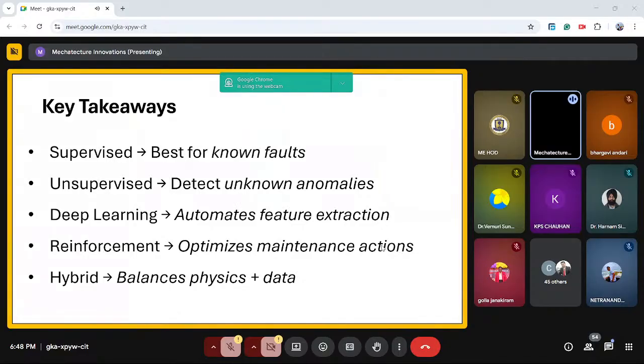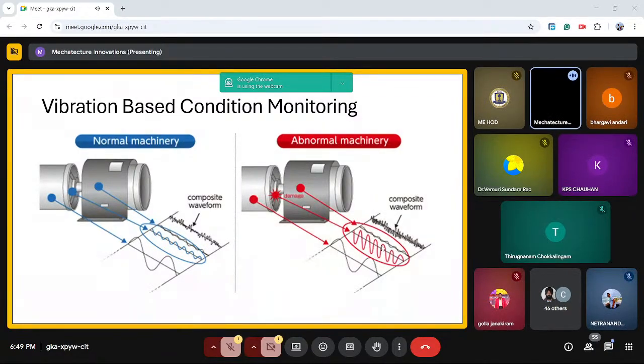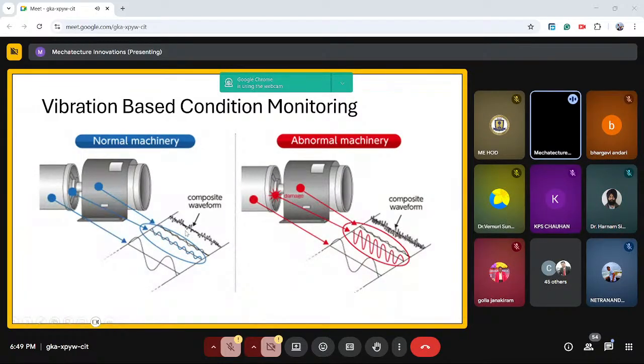Now let's see one simple diagrammatic representation of vibration-based condition monitoring. As I told, it is one of the most commonly used methods for rotating machines. Let's see two cases, normal machinery and abnormal machinery. When the system is rotating, there are many signals coming from each part of the machine. For example, you can see signals from 3 points for the normal case, and finally in the composite wave, they are all added together.